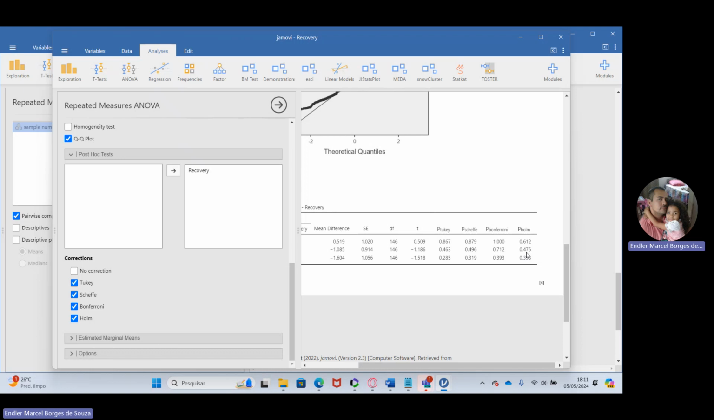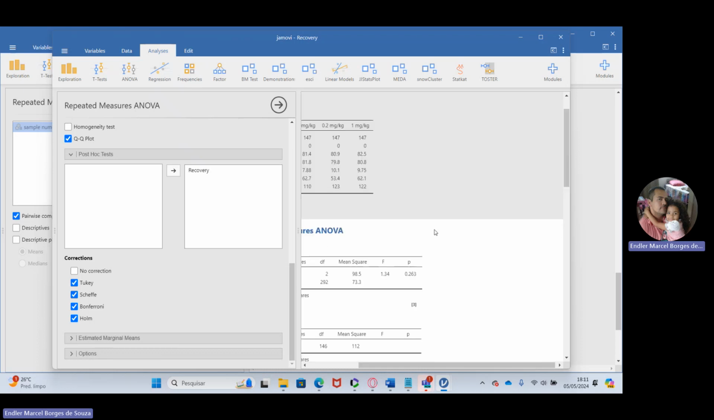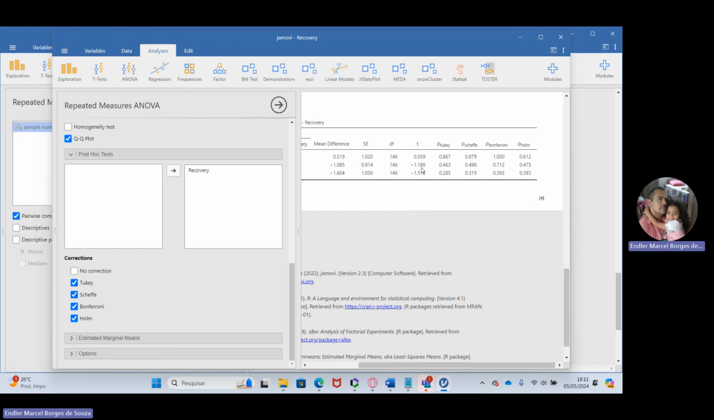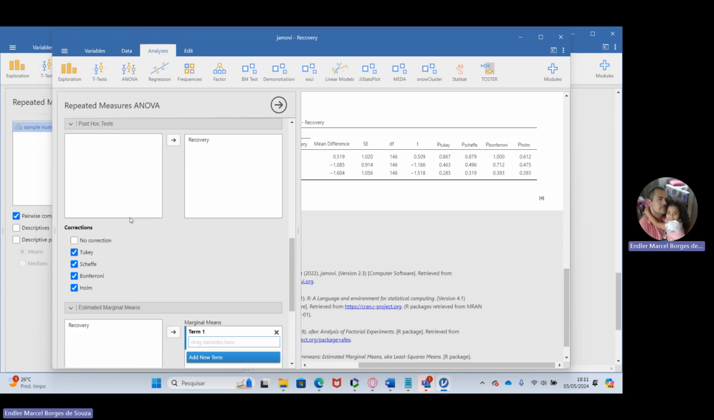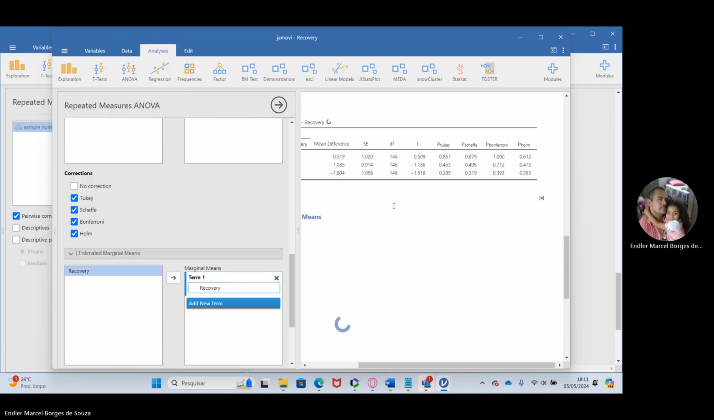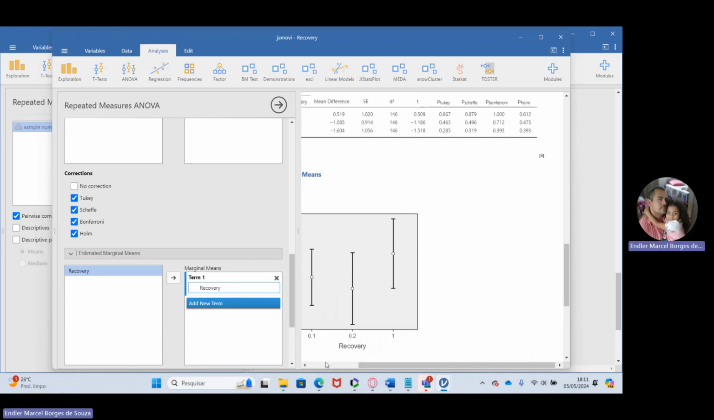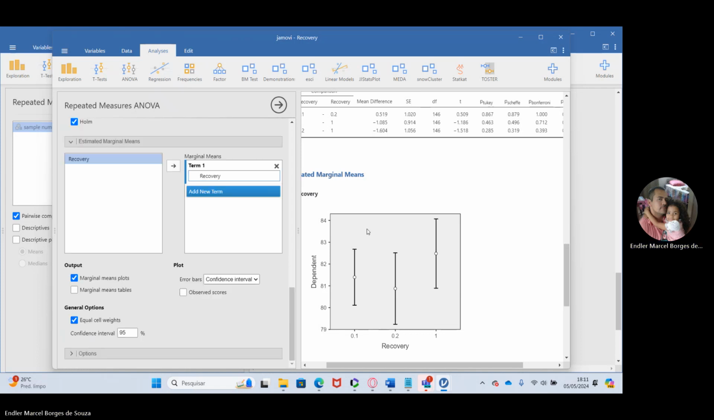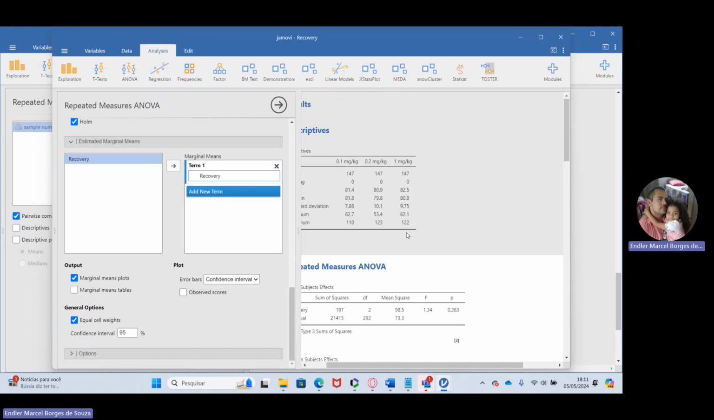I can assure it using the repeated measures ANOVA, and I can also do it using parametric post-hoc tests. So I can see the estimated marginal means, and I can see plots like that. You can see that the fortifications at the three levels were equivalent. And this is what I show for everyone that's seeing this video.